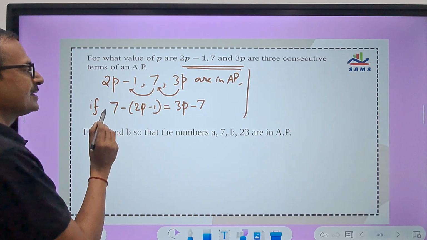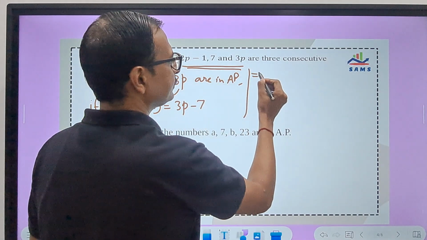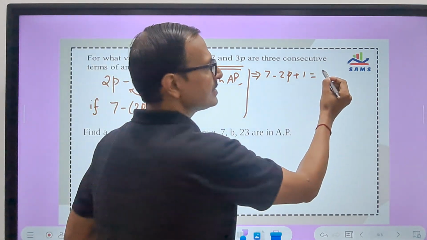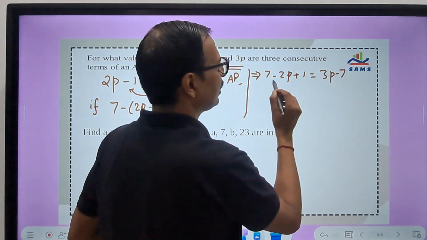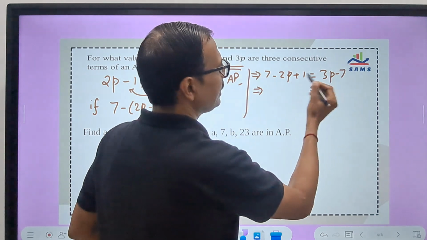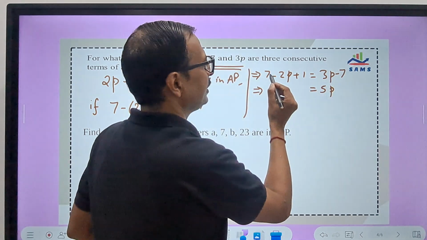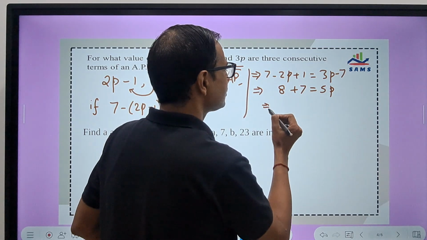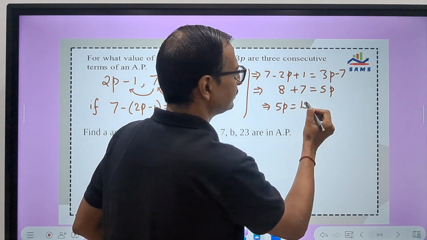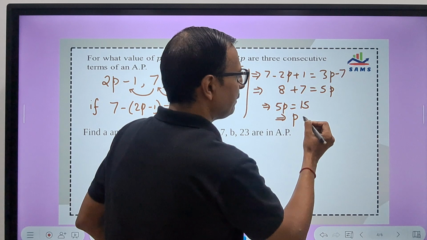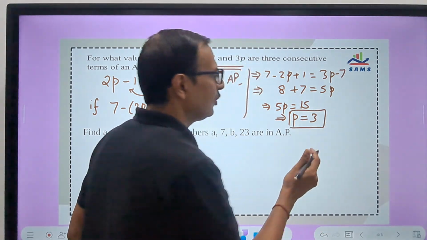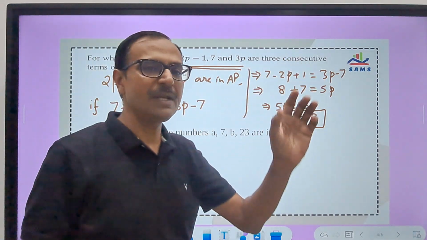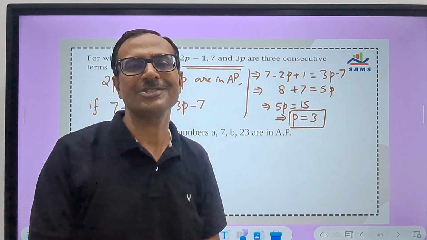And that means what will happen to this? I'll solve this now. 7 minus 2P plus 1 will become equal to 3P minus 7, and pretty easy now. 3P and 2P, 5P. Here we have 7 plus 1, 8, and minus 7 comes this side, plus 7, so 5P equal to 15 gives me P equal to 3, and there we go, the value of P is 3. So for the value of P being 3, these three are three consecutive terms of an arithmetic progression, right?